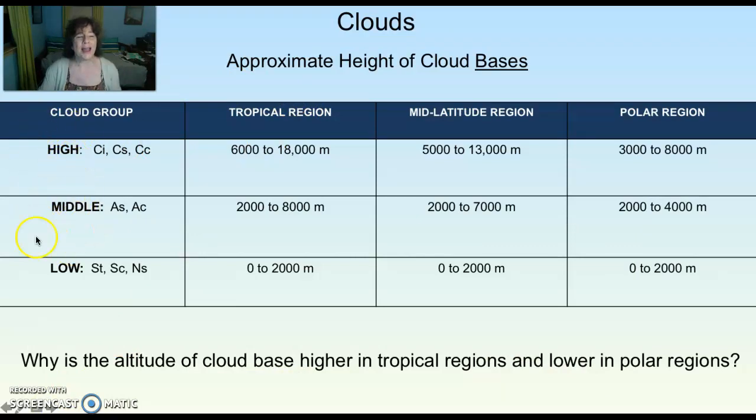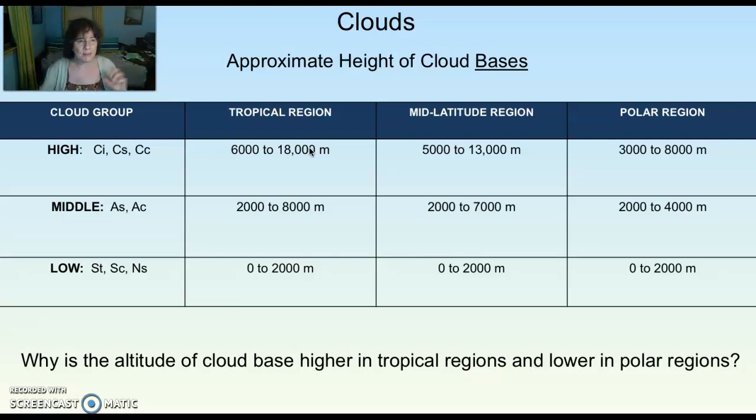When we look at, just to review, high, middle, and low clouds, cirrus, alto, and stratus, we are looking at the height of their bases that differs by latitude. What I wanted to show to you is that the tropical latitudes are between the equator and about 25 degrees latitude. Mid-latitude region, 25 to about 45, 50 degrees latitude. Polar region, anything from 55 to about 90 degrees up to the North Pole. And what you find is that the clouds in the tropical region have their bases higher because they have so much warm air that they are convecting up.